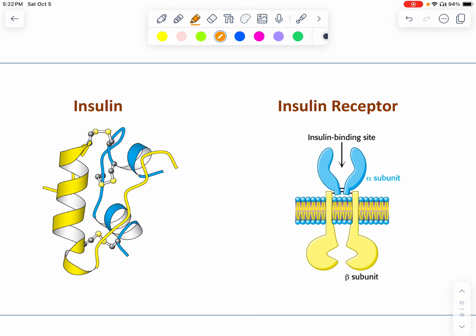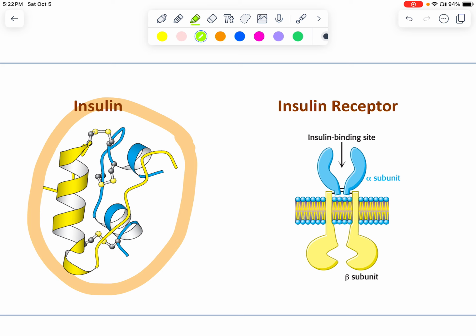So as we look at these molecules, first of all, here's our insulin. It's got two polypeptide chains. Okay, and then on the right, we've got our cartoon of the insulin receptor. I wish we had used different colors here. So these strands are not these strands, okay? We just used blue and yellow for both.